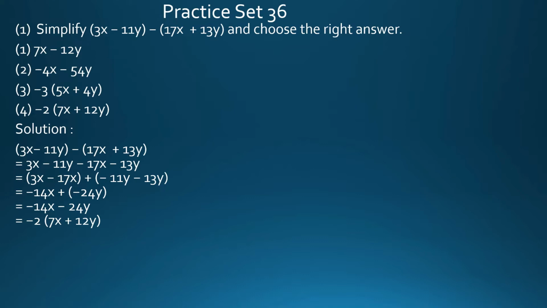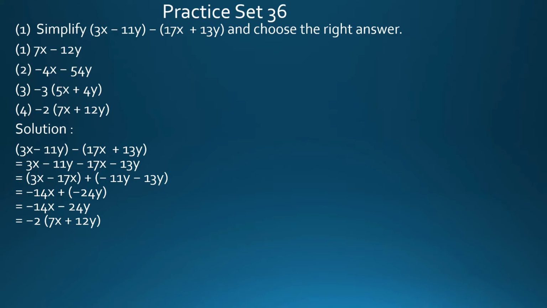Next step will be simplifying the brackets. So 3x minus 17x will be minus 14x, plus minus 11y minus 13y will become minus 24y. Now we have put a bracket on minus 24y. We are going to remove that bracket, so plus and minus will become minus. So we will have minus 14x minus 24y.